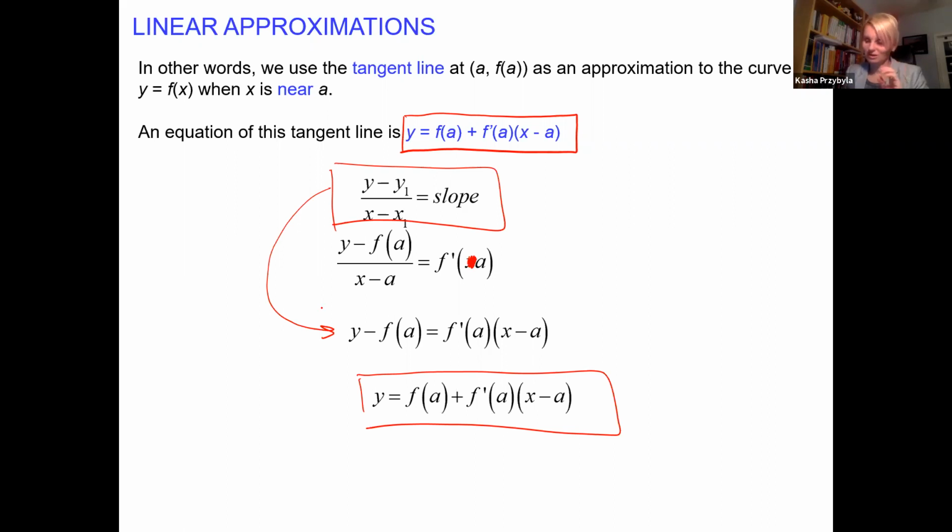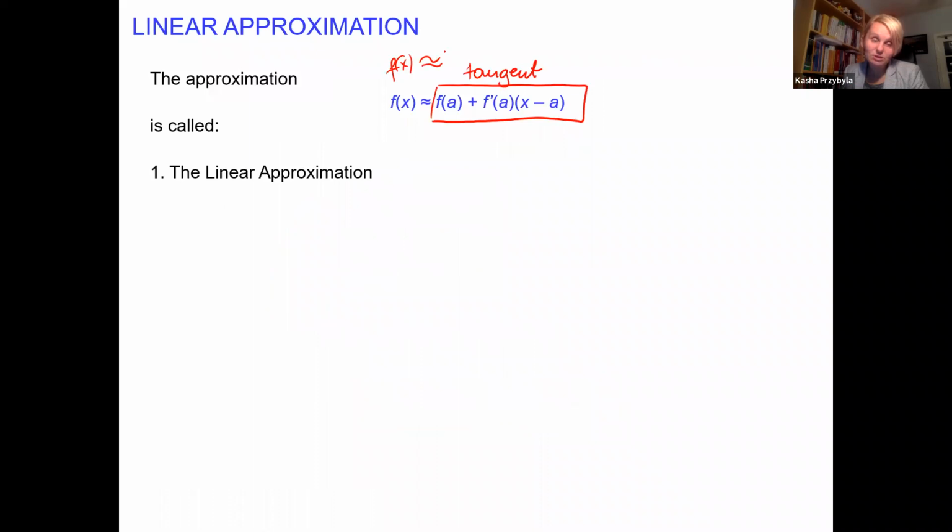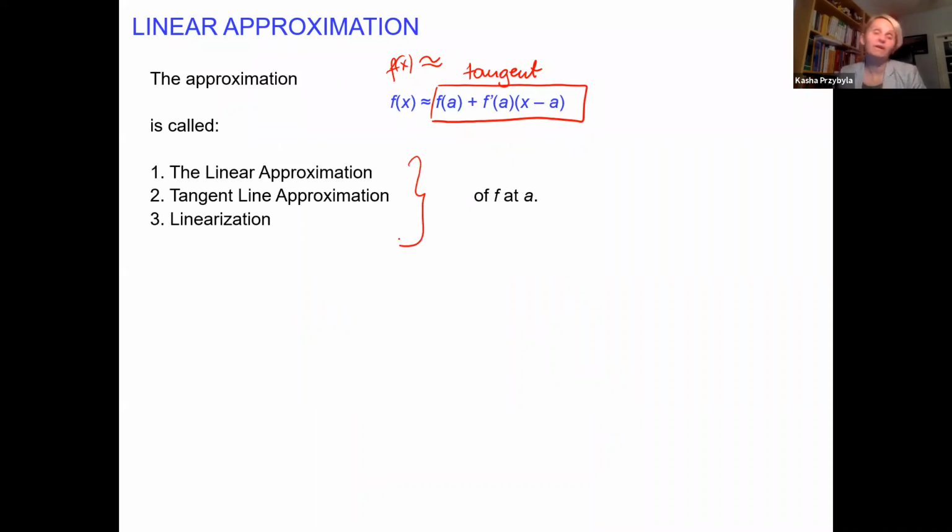No more talking about formulas. Let's see one more slide. This is the tangent line at a. As I said, we will approximate a function using the tangent line, and we call this approximation the linear approximation, or tangent line approximation, or just the linearization, of the function f at a.